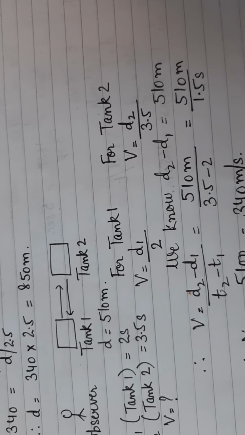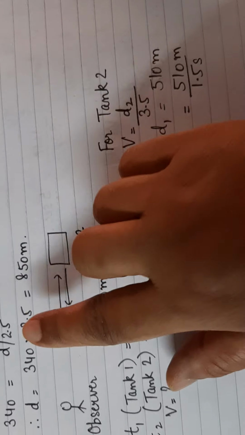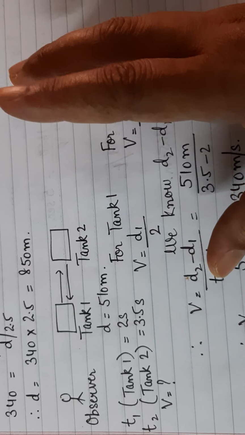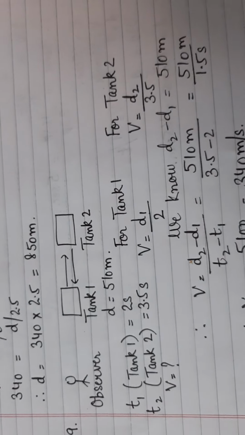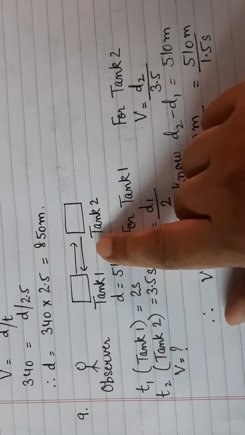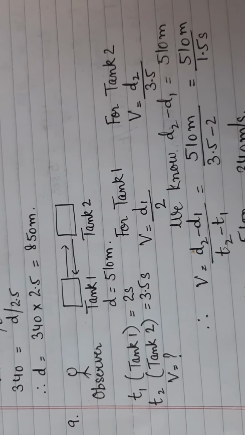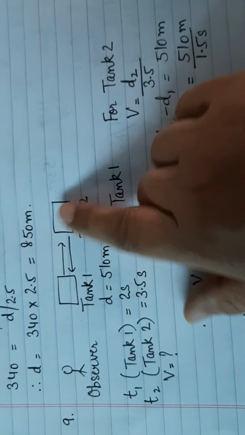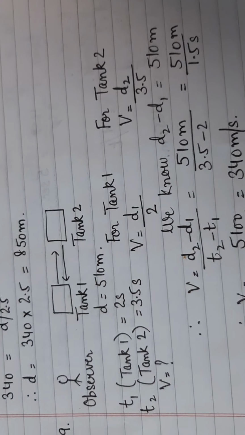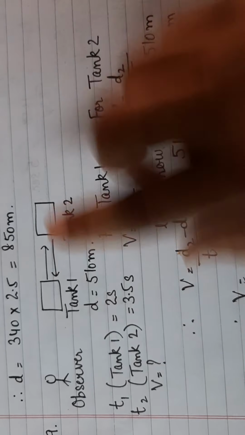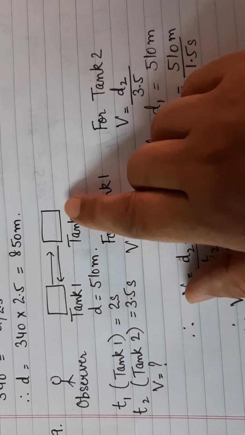An observer sitting in the line of 2 tanks. So, I have drawn 2 tanks. This is tank 1. This is tank 2, the fighter tanks, army tanks. There are 2 tanks, and there is an observer who is in the same straight line as the 2 tanks. They are firing at each other, and the distance between the 2 tanks is given to be 510 meters.